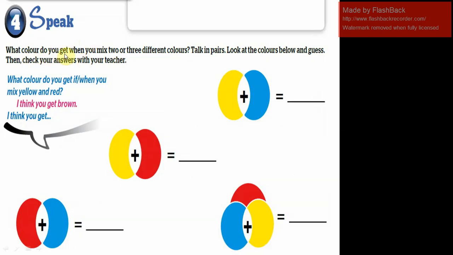What color do you get when you mix 2 or 3 different colors? Here we have 2 colors. What color do you get when you mix them together? Let's see. Okay, suppose example here. What color do you get if or when you mix yellow and red? If you mix yellow and red, what color do you get? Your friend may say, I think you get brown. No, I think you get orange. Yes. Let's see the example.